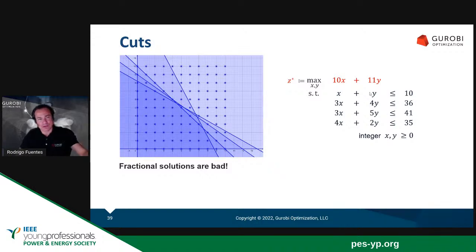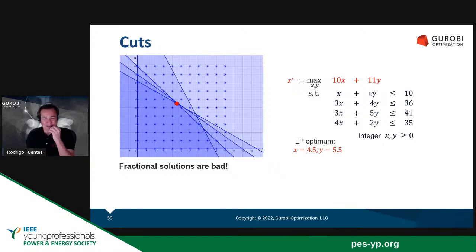Going back to the difficulty we had before we derived that point using heuristics, we recall that the fractional solutions are bad, right? So when we solve the relaxation to this problem, this is what we got, 4.5 and 5.5. And that is the red dot that you see there. So although that is in the feasible region, it's not on top of one of those dots that we have there. So it's not really feasible because it's not integer.